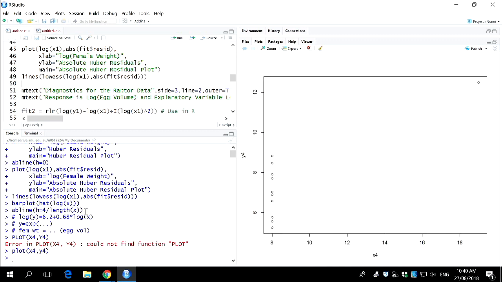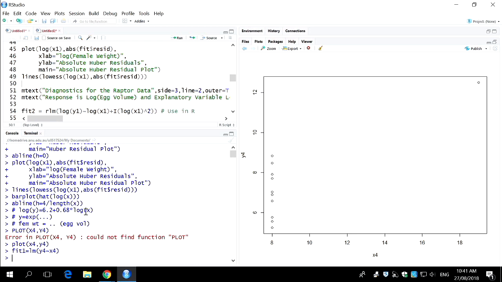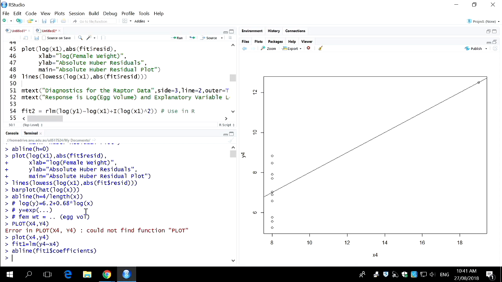Okay, so there's my Anscombe data again. Remember, I'll call it fit1 equals lm(y4 ~ x4). Then abline(fit1$coef). Okay, so there's my line. I just want to show what the residual plot looks like when you have a point of high influence.